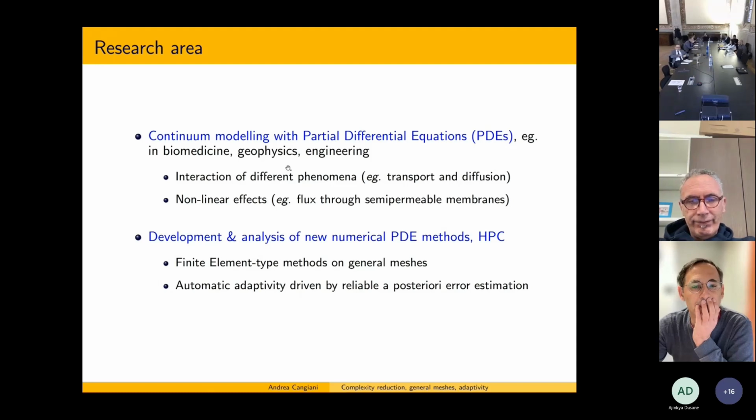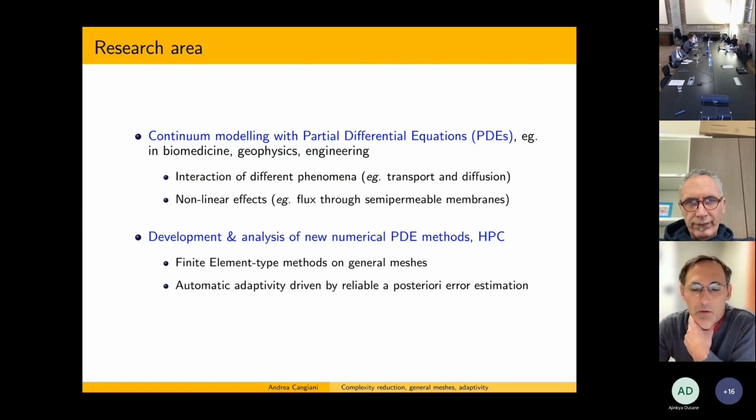I develop numerical PDE methods and relevant HPC implementations, looking mainly at finite element type methods on general meshes and automatic adaptivity of these meshes through a posteriori error estimation. And that's really what the talk will be about today.